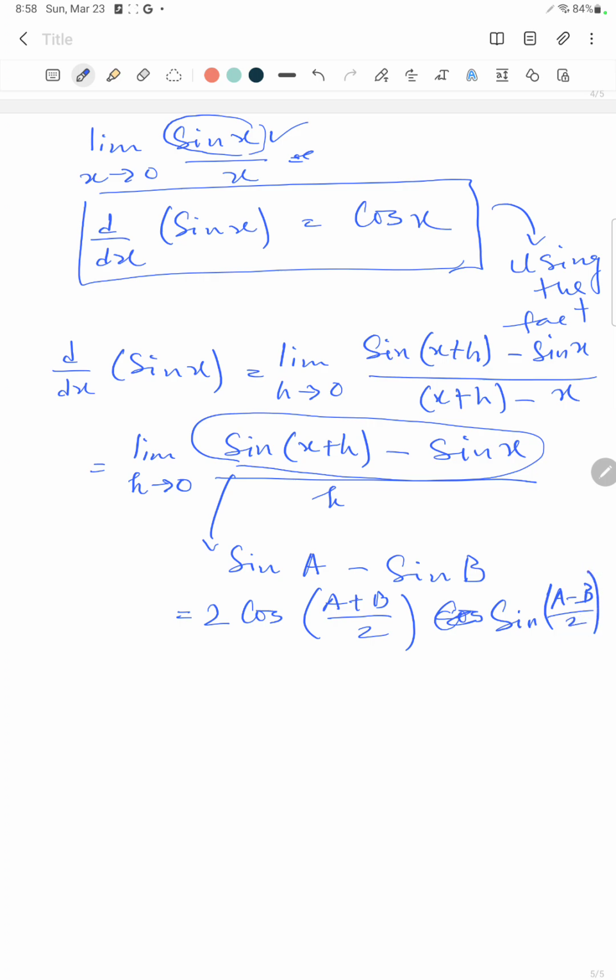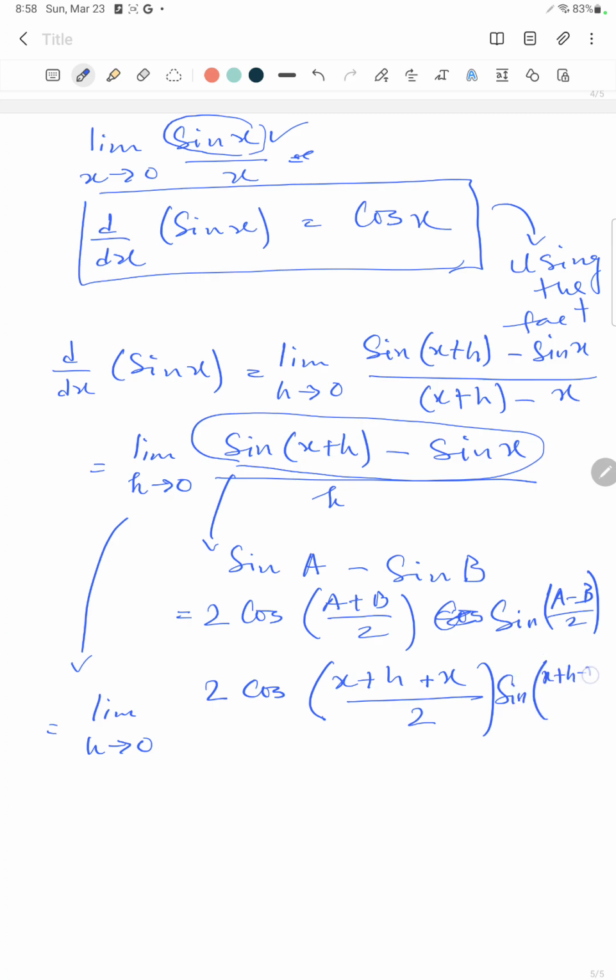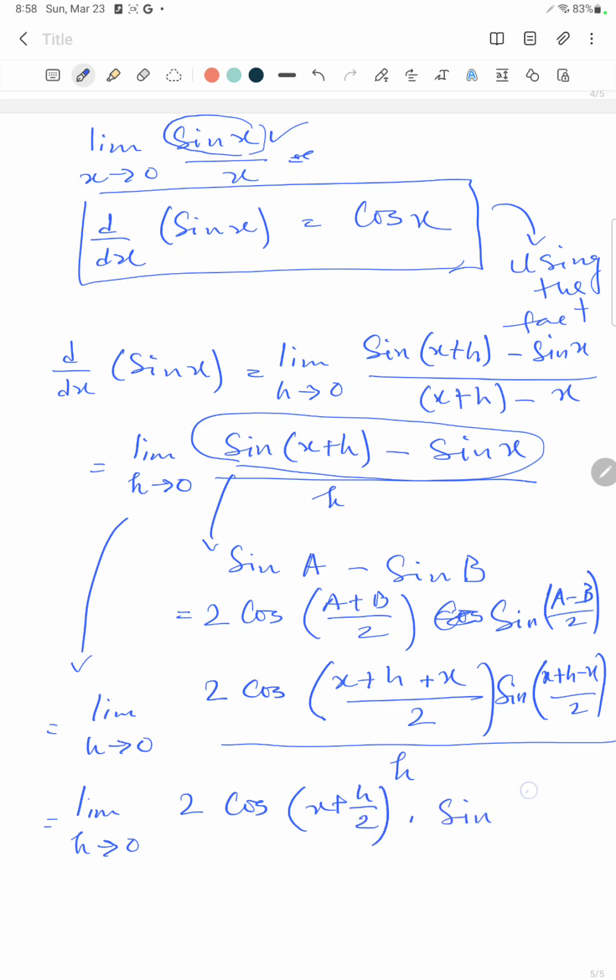So that is the formula. So we can write this limit as limit h goes to 0 of cos((x+h+x)/2) sin((x+h-x)/2) by h. So that will be equal to limit h goes to 0 of cos(x + h/2) into sin(h/2) by h.